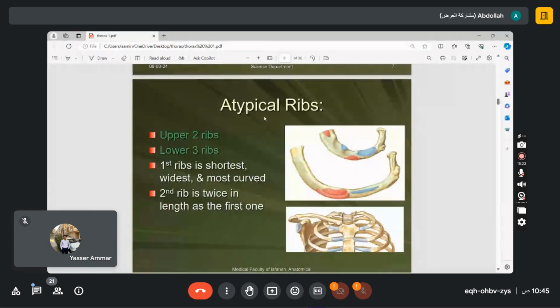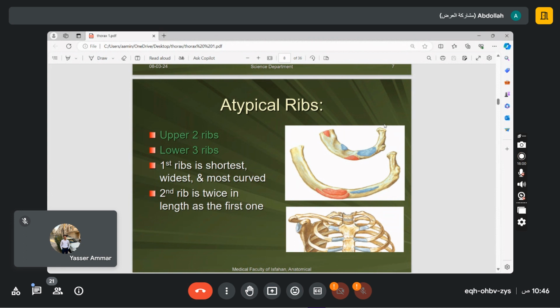In this slide you see the atypical ribs. This is the first rib, this is the second rib. The upper 2 ribs, first and second, and the lower 3 ribs are the atypical ribs. This is the first rib: this is the head, this is the neck, this is the tubercle, and here is the body. Here is the vertebral end, here is the sternal end.